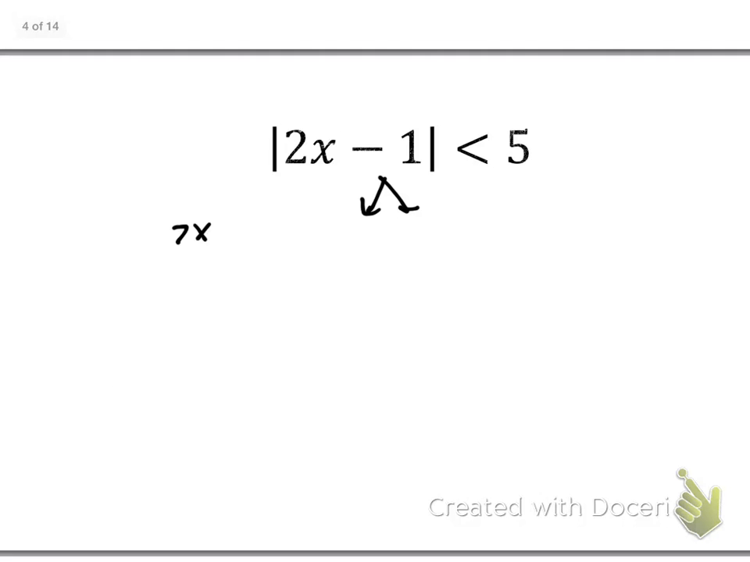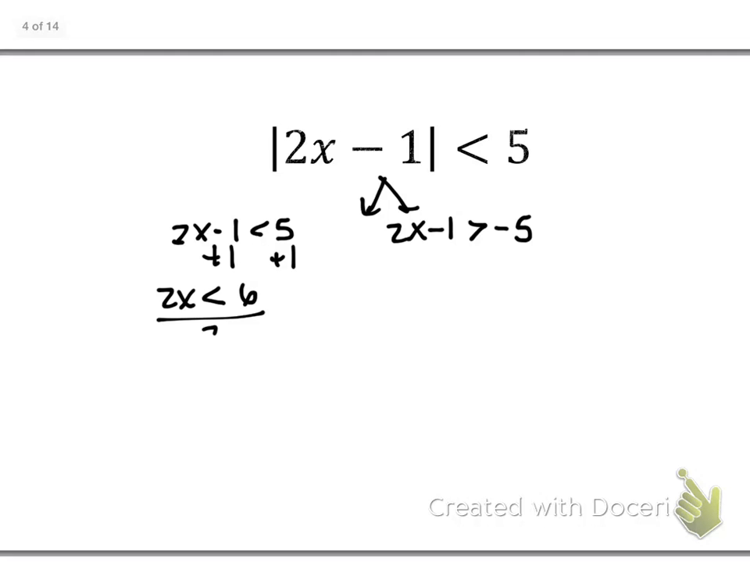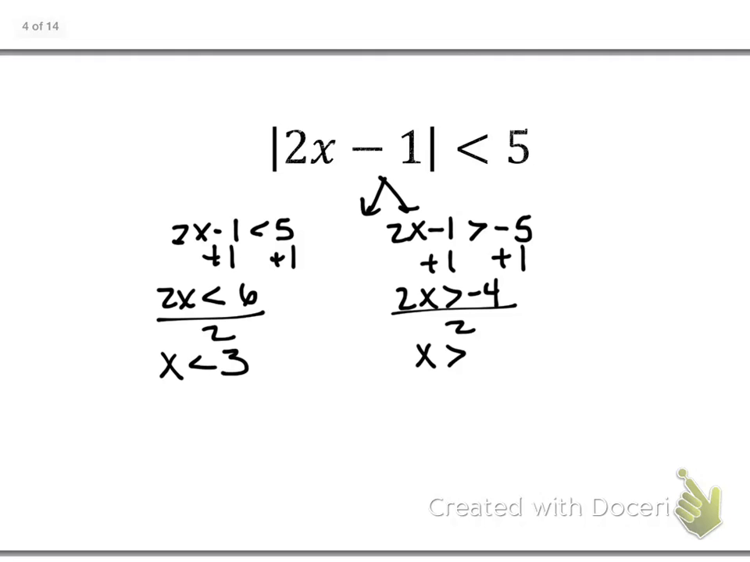So I have 2x minus 1 is less than 5, and 2x minus 1 is greater than negative 5. I flipped my inequality, and I made it negative. I'm going to add 1 to get 6, divide by 2, so x is less than 3. I'm going to add 1 and get negative 4, divide by 2, so x is greater than negative 2.